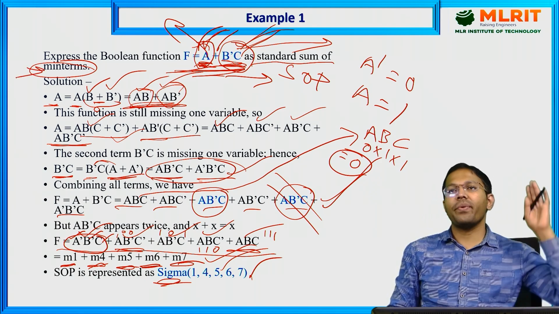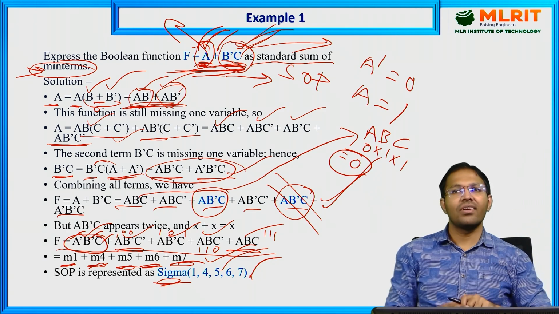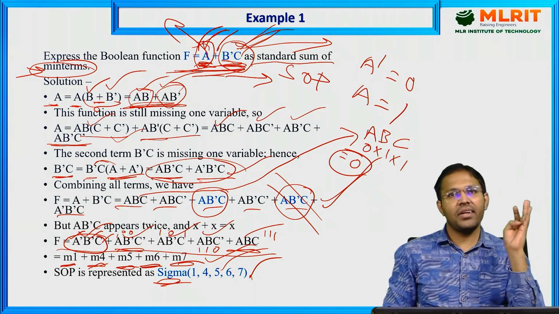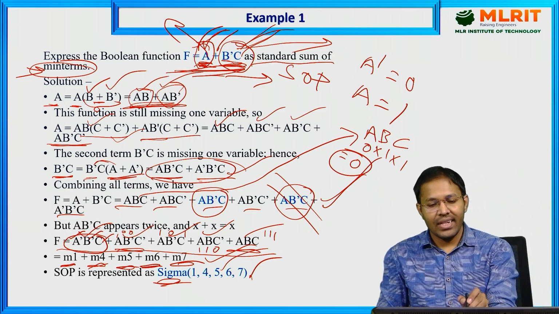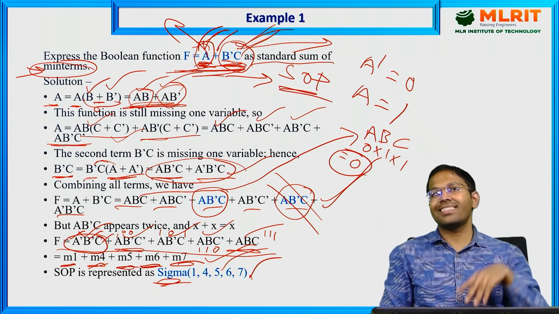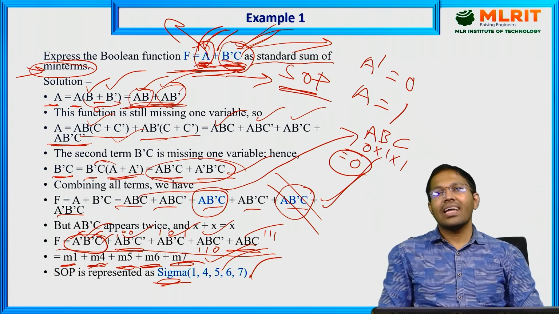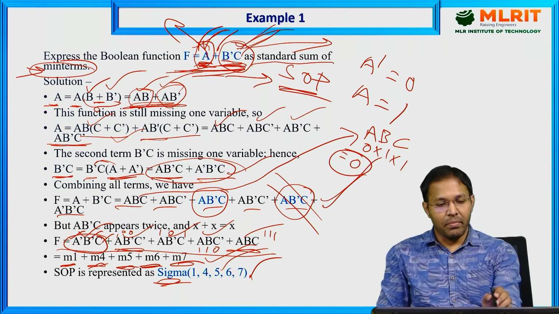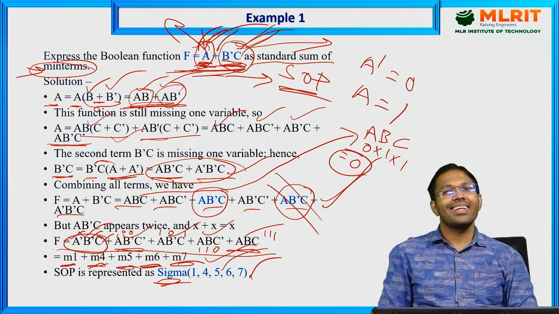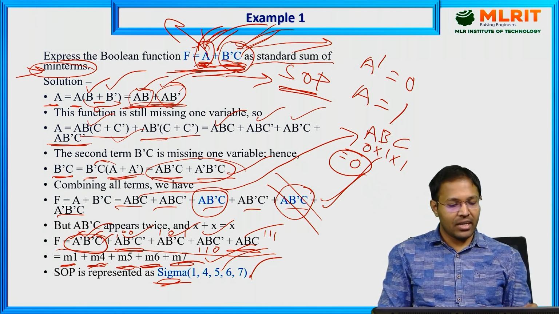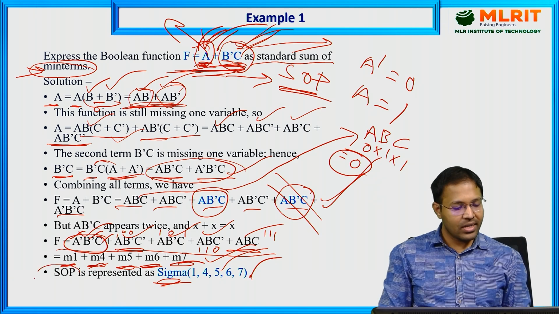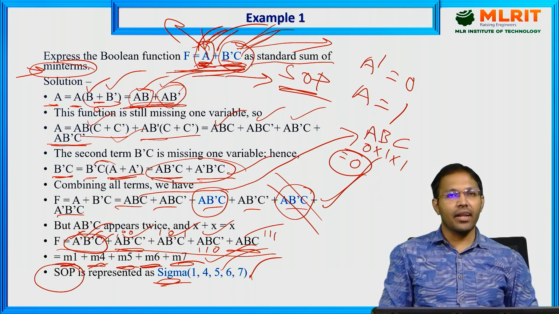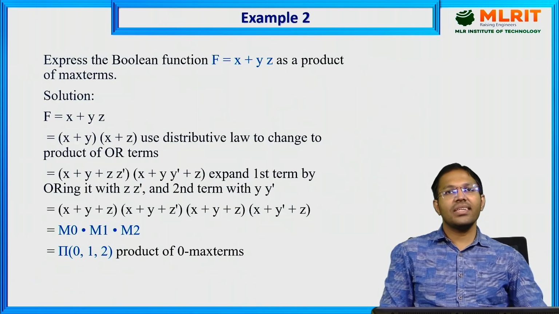I hope the terms min term, SOP, and standard form, which we saw in the beginning of the video, are clear with this example. The canonical form in terms of min terms, or sum of products, is clear. Let us see one more example.